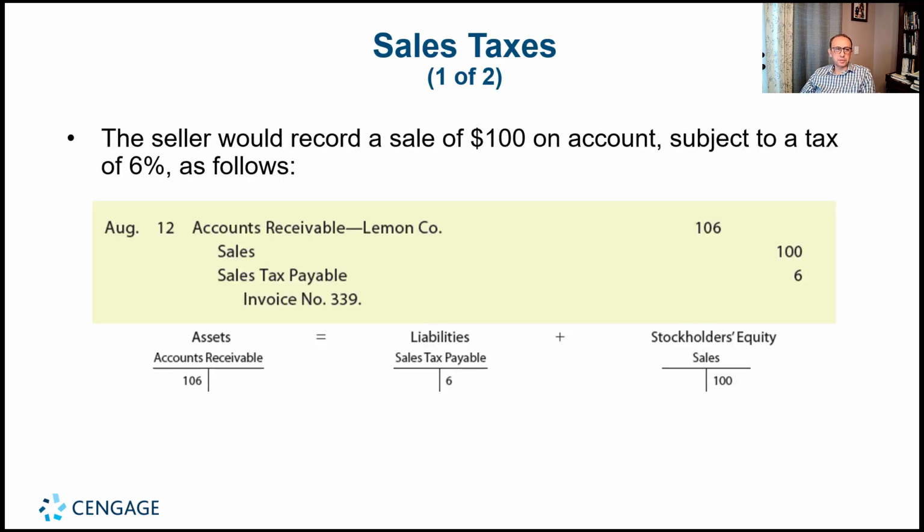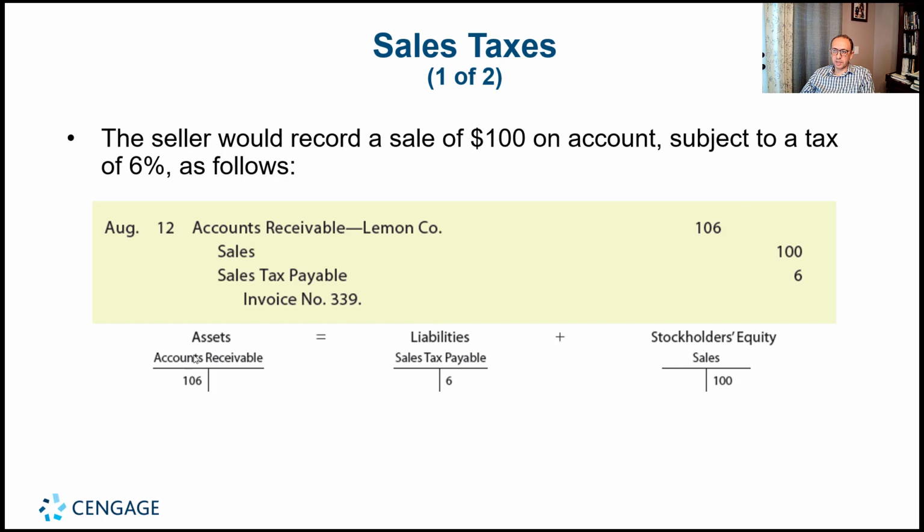So let's see an example. The seller would record a sale of $100 on account subject to a tax of 6% as follows. So we debit accounts receivable, we credit sales, and we credit the liability account, which is sales tax payable. So you can see here the sales tax payable is 6%, and this is 6% of the $100, so it's $6. And then when we add the sales and the sales tax payable, the total accounts receivable that we expect to collect from the customer is 106.